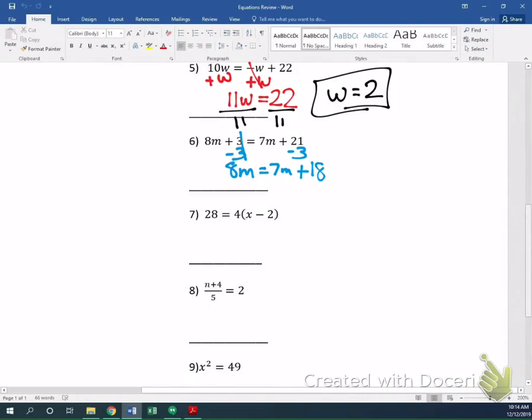Now get the variables together. So do you want to move the 8m or the 7m? The 7. We usually move the smaller one. So what's 8m minus 7m? 1m. So m equals 18.